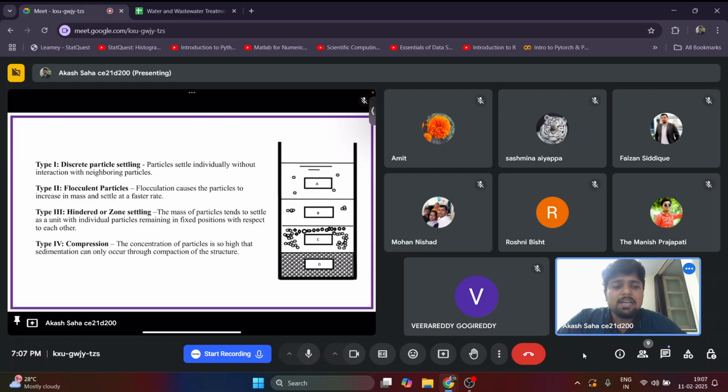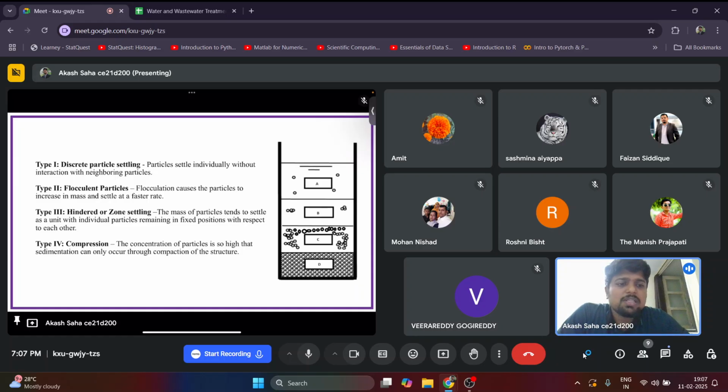Then the next is the hindered or zone settling. That is the type 3 settling. Here the mass of the particles tends to settle as a unit, with individual particles remaining in fixed positions with respect to each other. So in zones it will settle down. Suppose one group is here, one group is here, in particular zones. We can see this in any kind of secondary sedimentation tank.